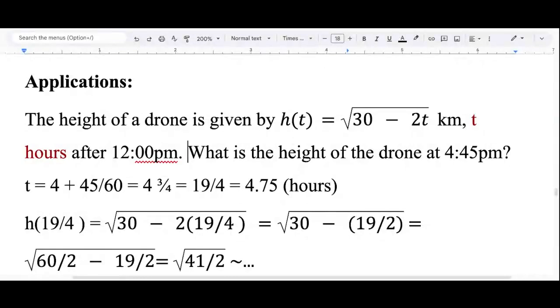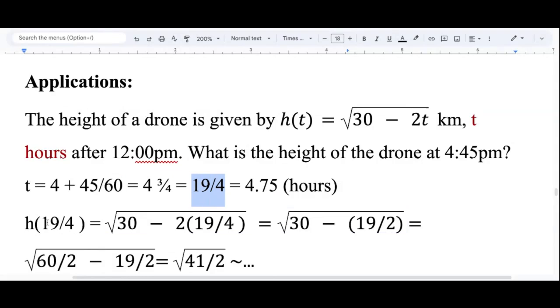But the 45 minutes we need to change to hours, otherwise we wouldn't be able to calculate. So how do we change? We change 4:45 to be 4 hours plus 45 divided by 60, right? Because 45 minutes divided by 60 minutes, since each hour has 60 minutes. So that's 4 and 3/4. Right, 4 times 4 is 16, plus 3, that's 19. That's 19 over 4, or use decimal 4.75. I like to use fraction form.